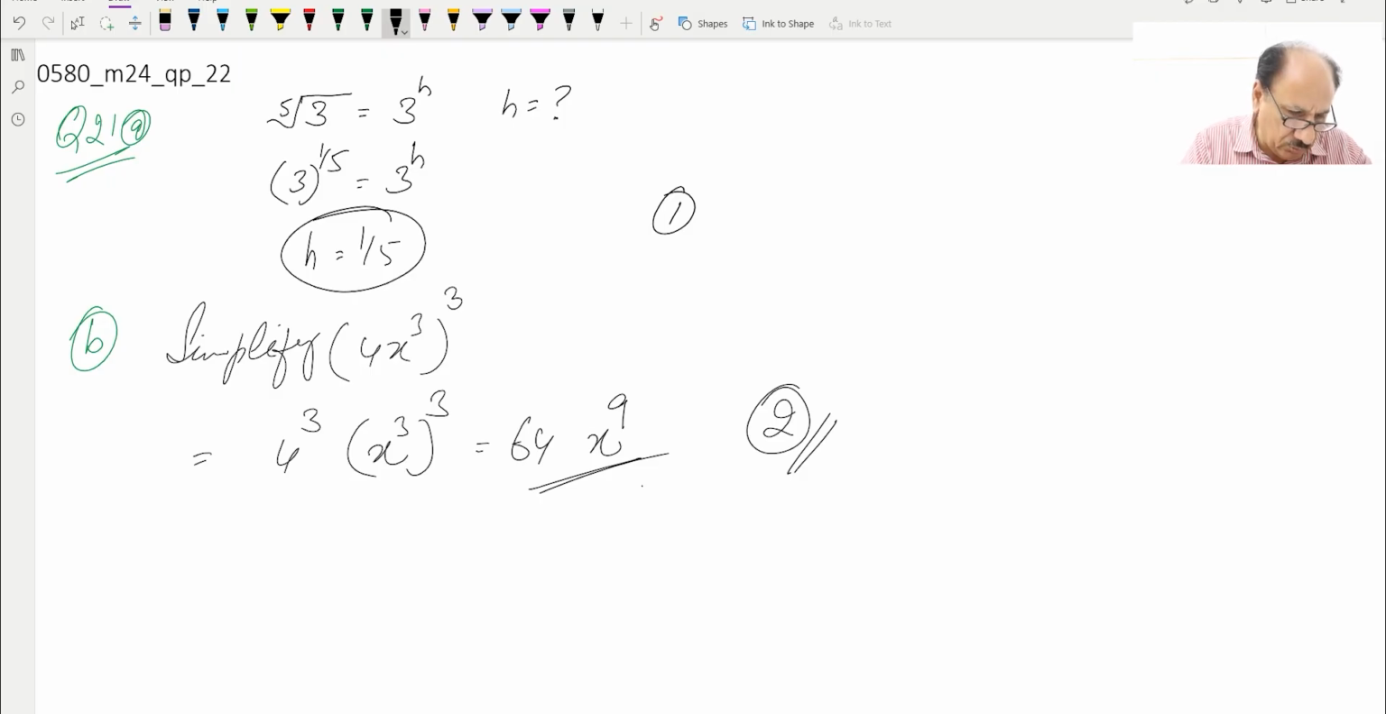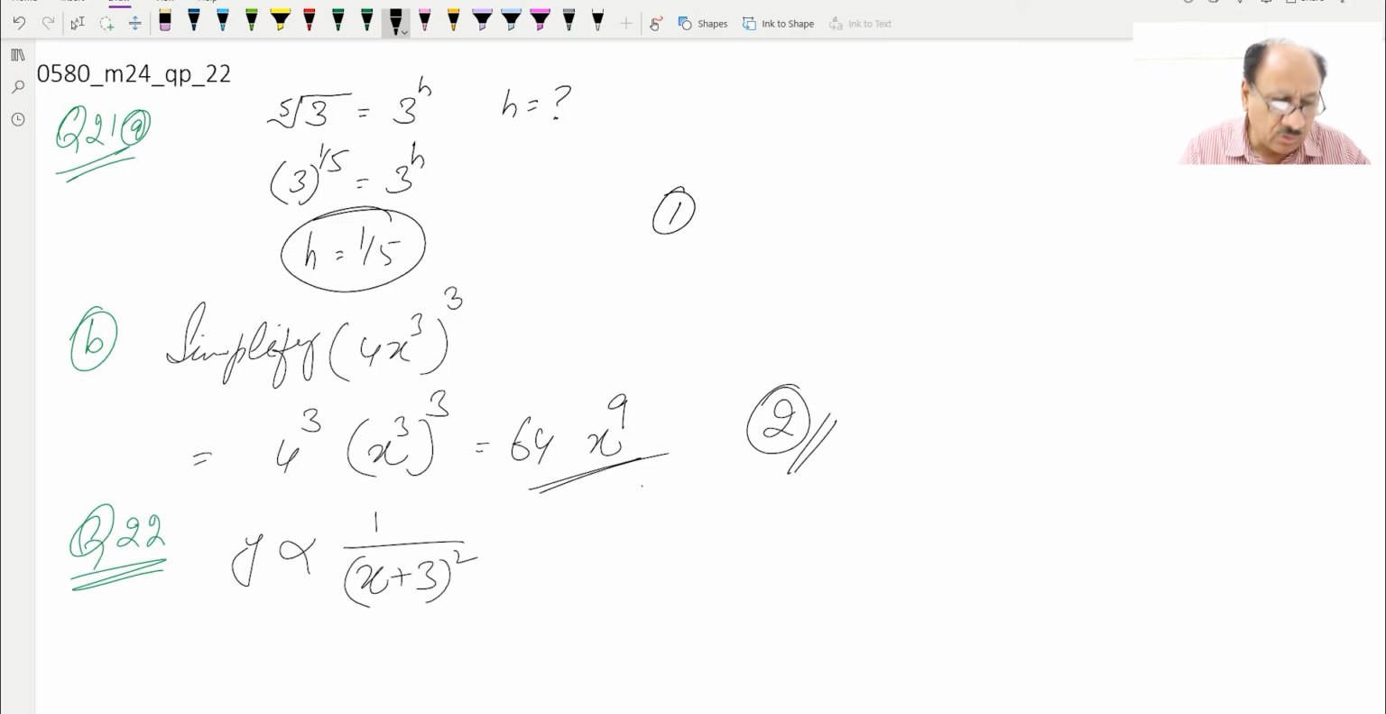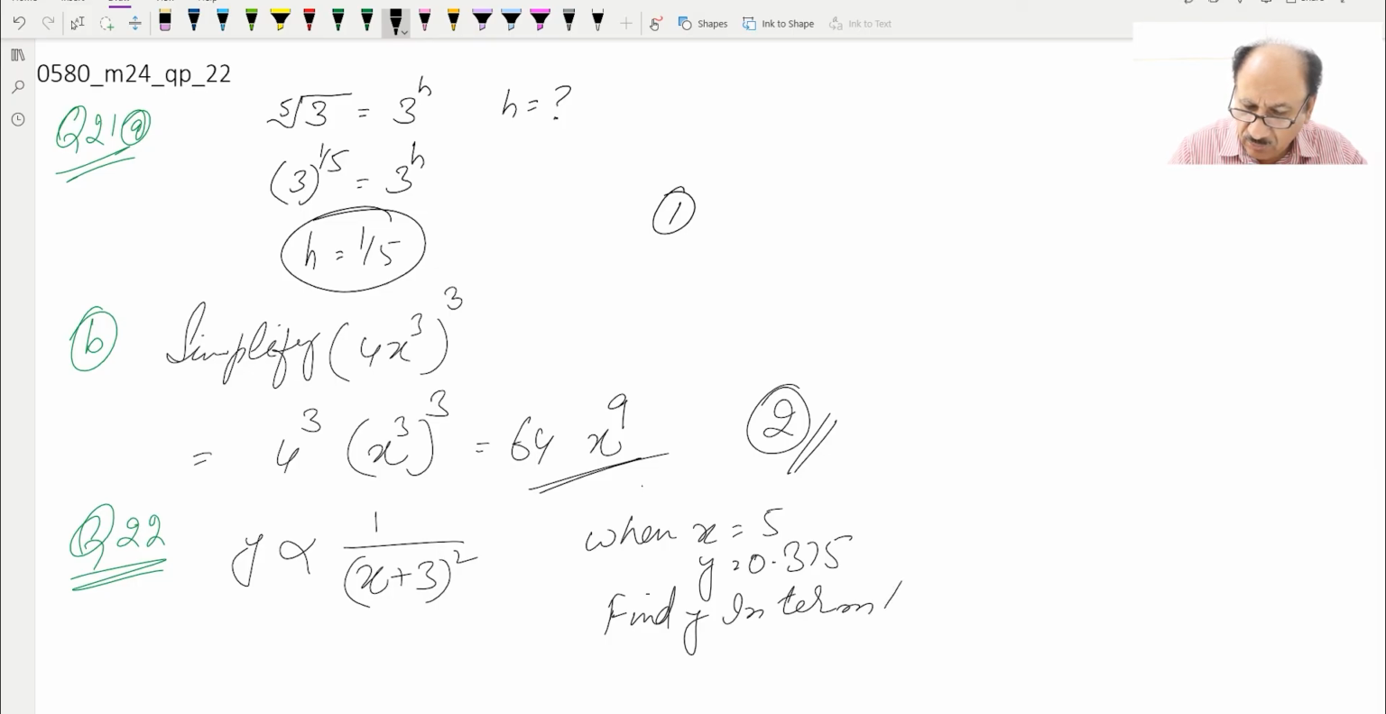Now question number 22. Question number 22 is also simple, which is y is inversely proportional to the square of x plus 3, so (x plus 3) square. So this is how we can describe the sentence in mathematical language. And then they are saying when x is equal to 5, y is equal to 0.375, and find y in terms of x. So this is our question which we will be doing.